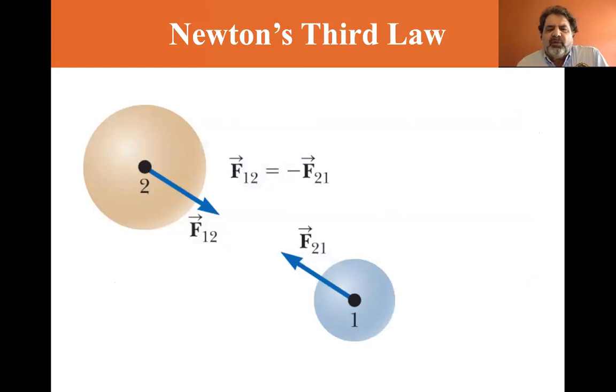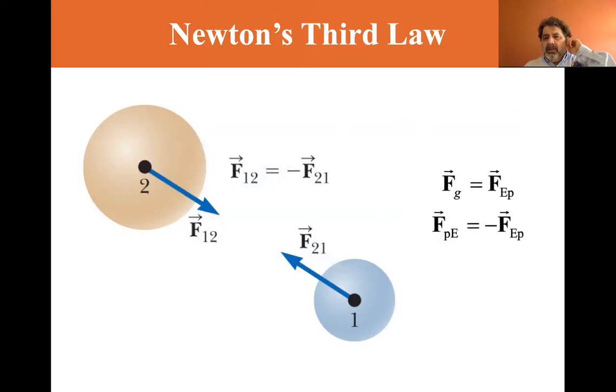So here, this is a gravitational example. You have two spheres, sphere 2 and the smaller sphere 1. What's pulling 2 towards 1 is the force F12, and what's pulling the blue ball 1 towards 2 is the force F21, and F12 is equal to minus F21. They are equal, but they are in opposite directions. You can see that one is pointing downward and the other one is pointing upward.